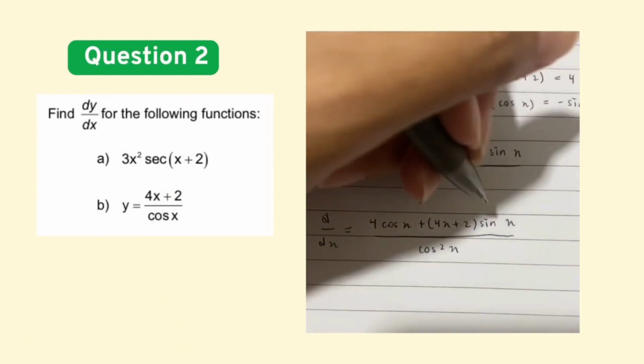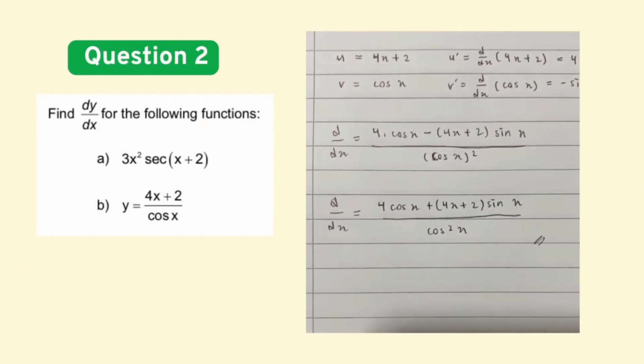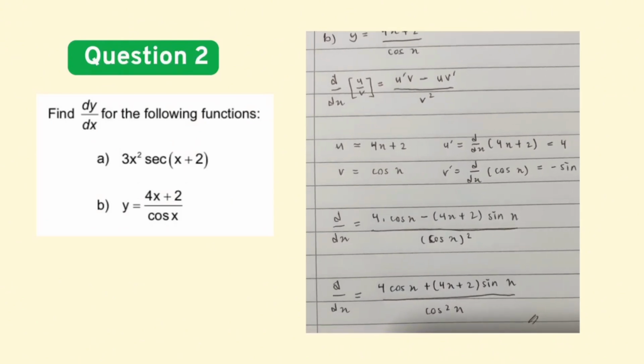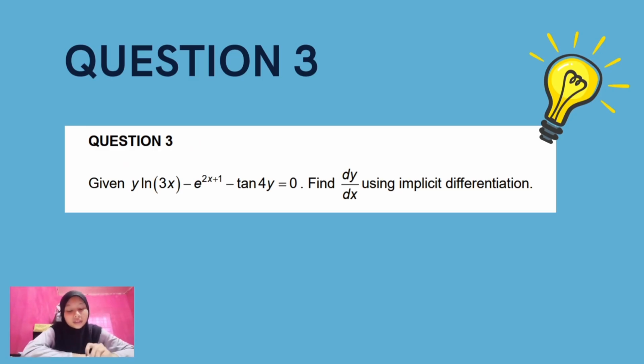Like this. So that is the derivative dy/dx for this function. For question number 3, we are given y multiplied by ln(3x) minus e to the power of 2x plus 1 minus tan 4y equals 0.